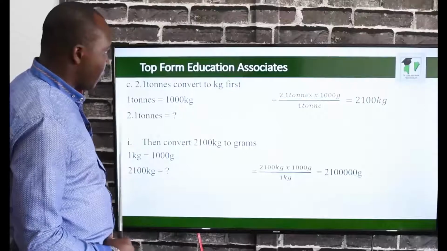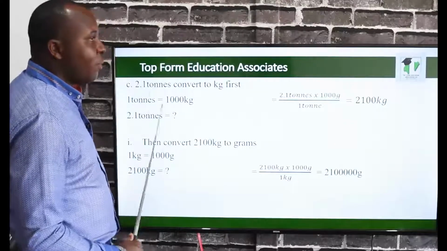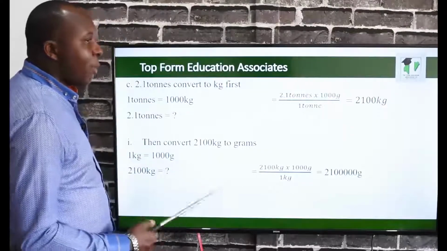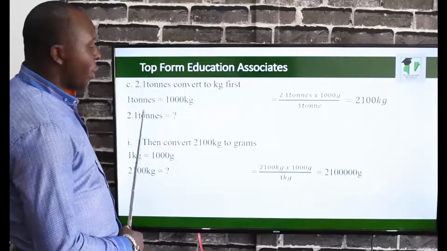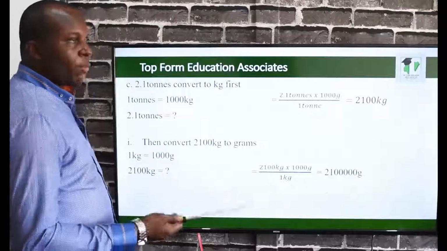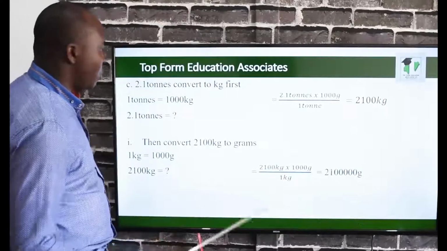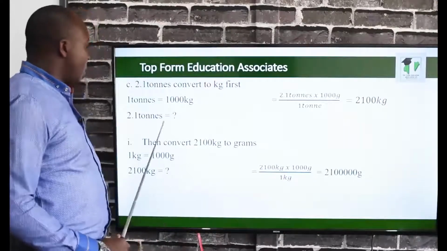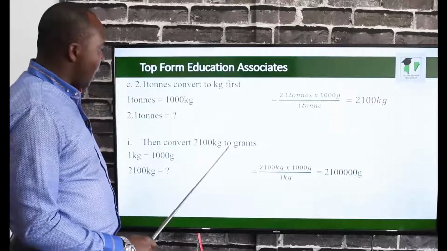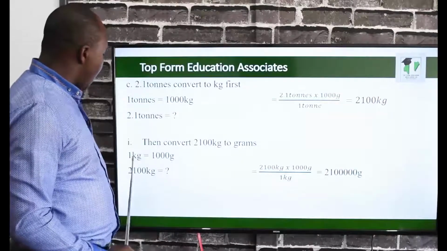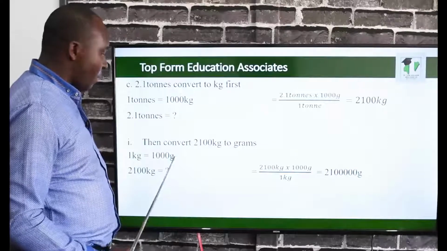Now, to answer the first question, we have not answered the question. We are moving from ton to gram and from gram to milligram. But first, we will convert it to kilogram, from kilogram to gram, from gram to milligram. So the next thing is to convert 2,100 kilograms to grams, where 1 kilogram equals 1,000 grams, as we have been doing.